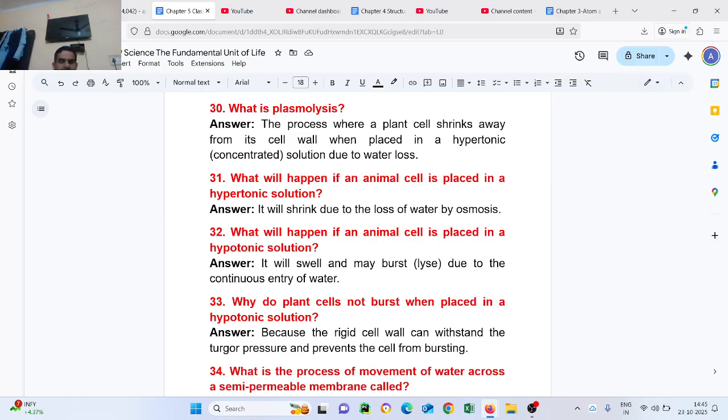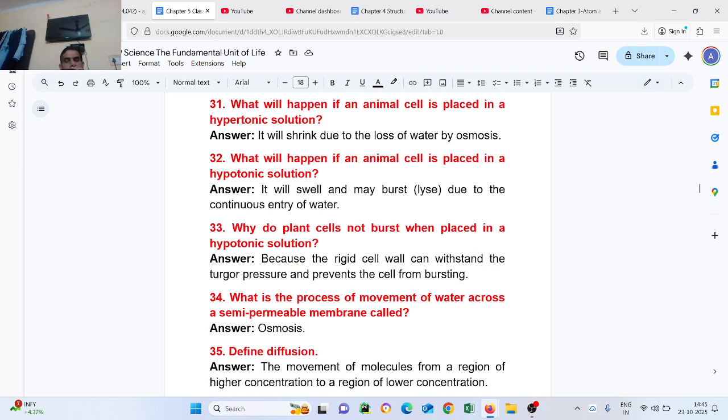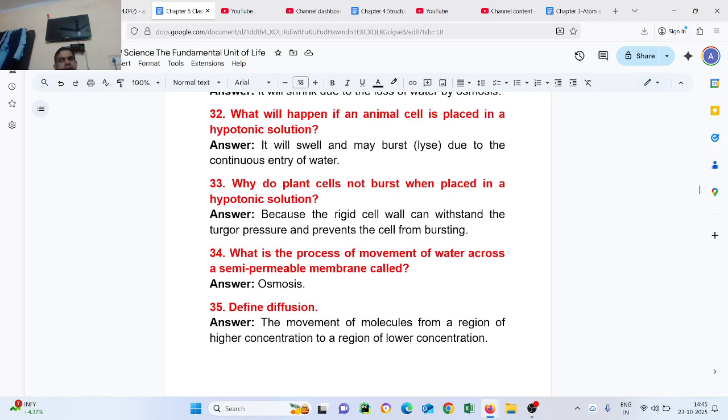Question number 33. Why do plant cells not burst when placed in a hypotonic solution? Because the rigid cell wall withstands the turgor pressure and prevents the cell from bursting. Question number 34. What is the process of movement of water across a semi-permeable membrane called? Osmosis.